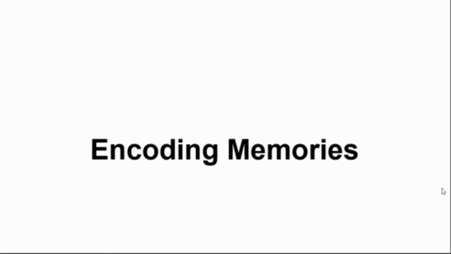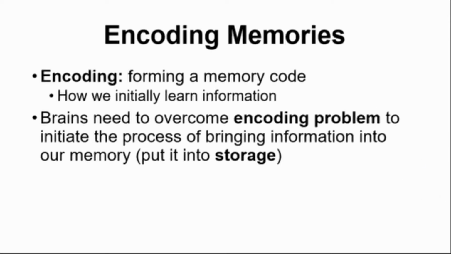Next, we're going to talk about encoding memories. So this is the first of our 3 steps: encoding, then storage, then retrieval. So encoding memories is that initial process. How do we form a memory code? So how do we initially learn that information?